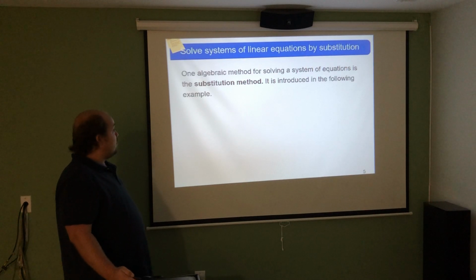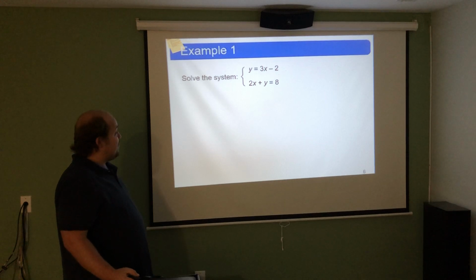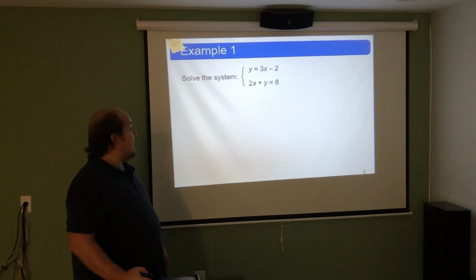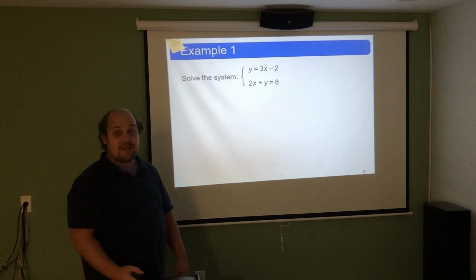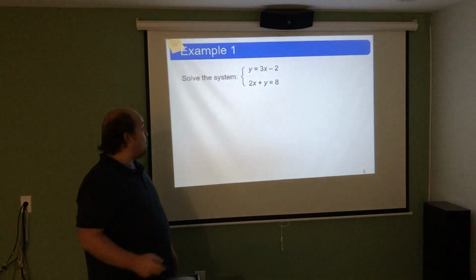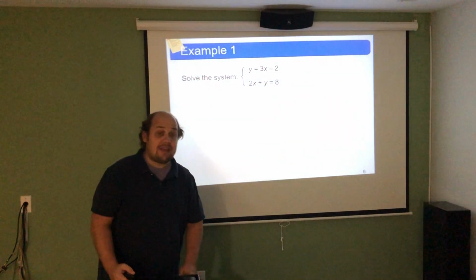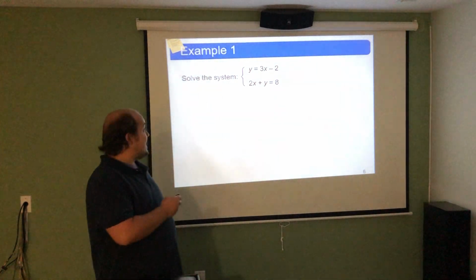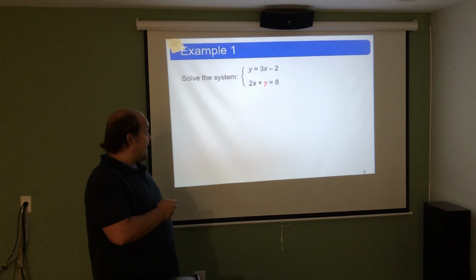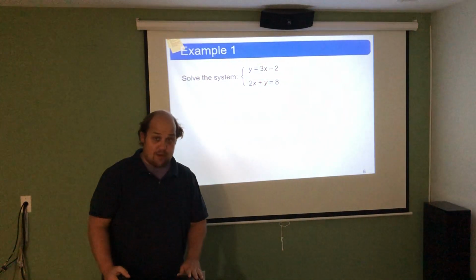So this is the example that we're going to look at. If I have y equals 3x minus 2 and 2x plus y equals 8 as my system, I can see that this first equation is already solved for y. The substitution method is going to ask us to take what we've solved for y and plug it in wherever we see a y in the second equation.